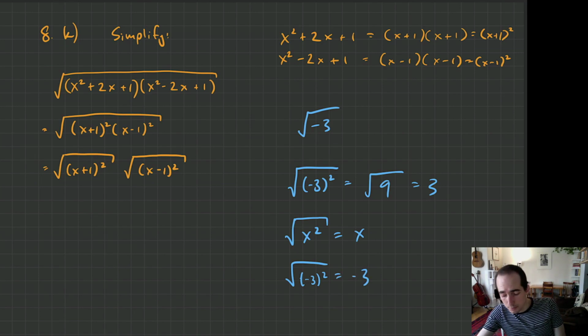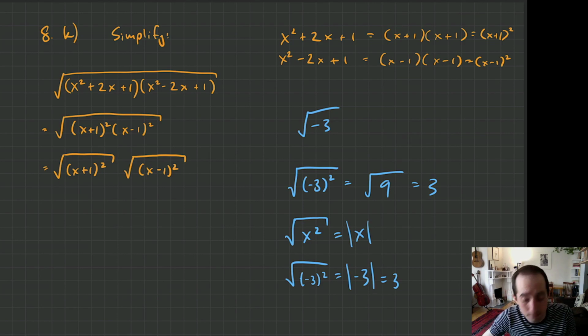No, it's not. It's equal to positive 3. Or in other words, it's equal to the absolute value of negative 3, which is positive 3. Okay, and same with that one here. So the square root of x squared is the absolute value of x, because maybe x is negative, right? We don't know that. It's unclear.